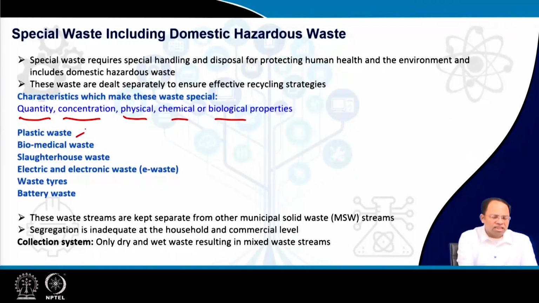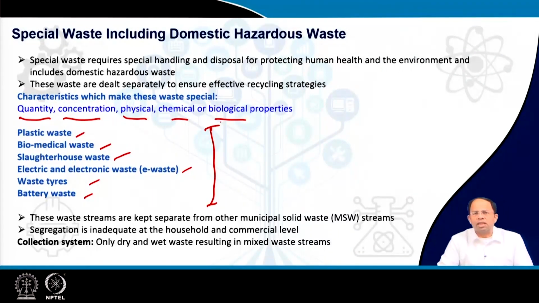So, what are we going to cover? We are going to cover plastic waste. We are going to cover biomedical waste that is generated within urban areas by different generators of biomedical waste, slaughterhouse waste, electric and electronic waste to a certain extent, waste tires and battery waste. So, these are the different kinds of special waste that we are going to cover. There are other special wastes as well which are not covered in this particular lecture.